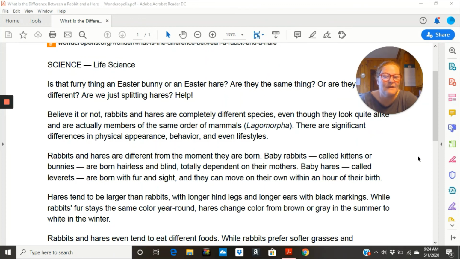Rabbits and hares are different from the moment they're born. Baby rabbits are sometimes called kittens or bunnies. They're born hairless and blind, totally dependent on their mothers. Baby hares are called leverets, and they're born with fur and sight, and they can move on their own within an hour of their birth. Hares tend to be larger than rabbits, with longer hind legs and longer ears with black markings. While rabbits' fur stays the same color year-round, hares change color from brown or gray in the summer to white in the winter.